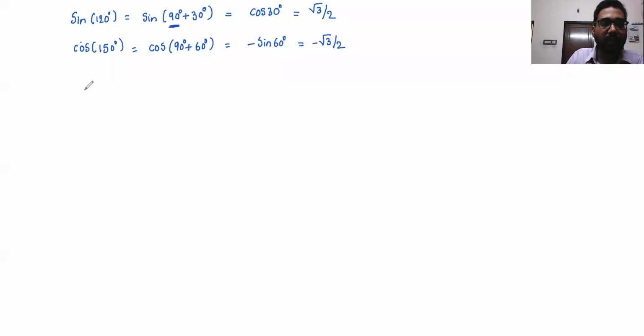Another formula is, suppose I have sine of 90 degrees minus theta. The same formula we can use here also. Since 90 is there, an odd multiple, sine will change to cos, which is going to be cos theta. 90 minus theta is a first quadrant angle. In the first quadrant, sine is positive, so it will be just simply plus.